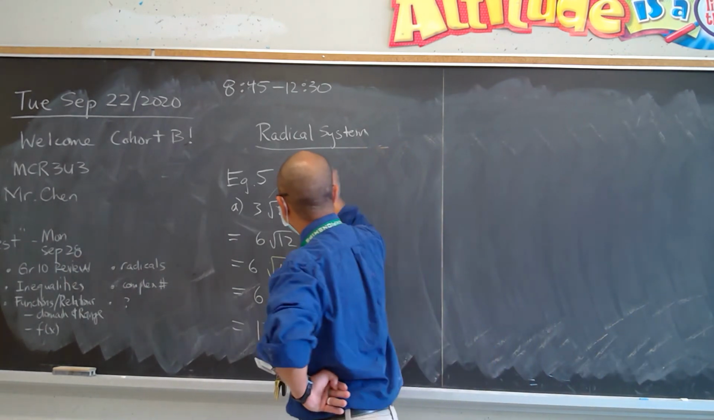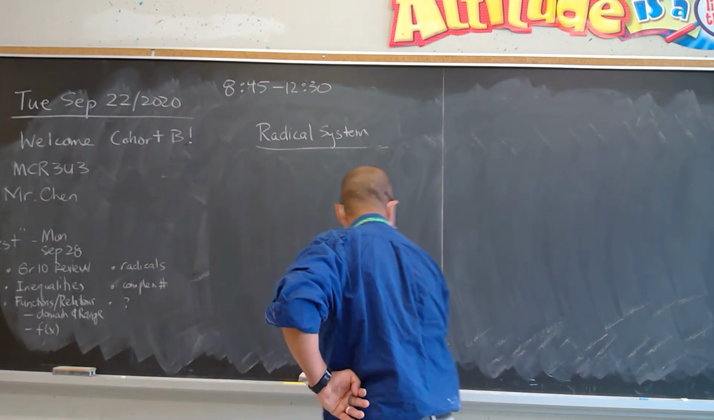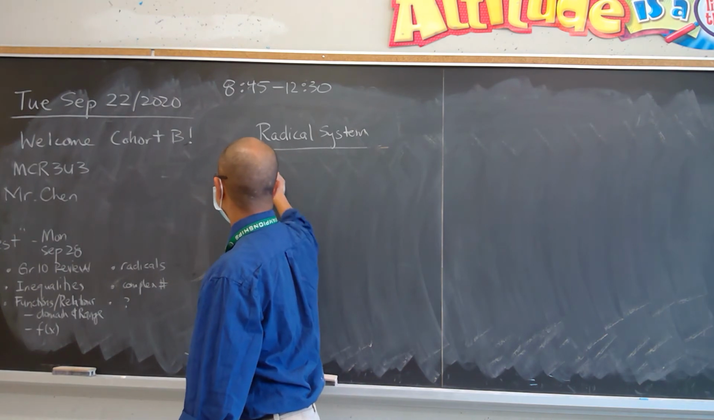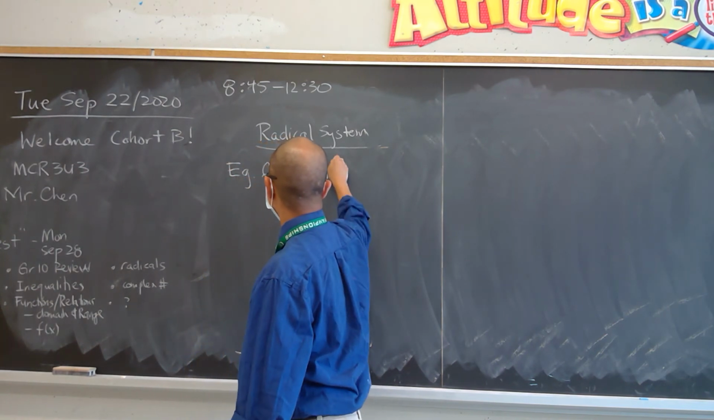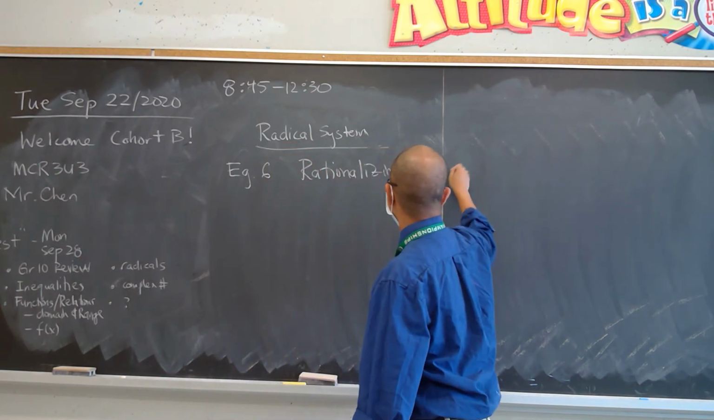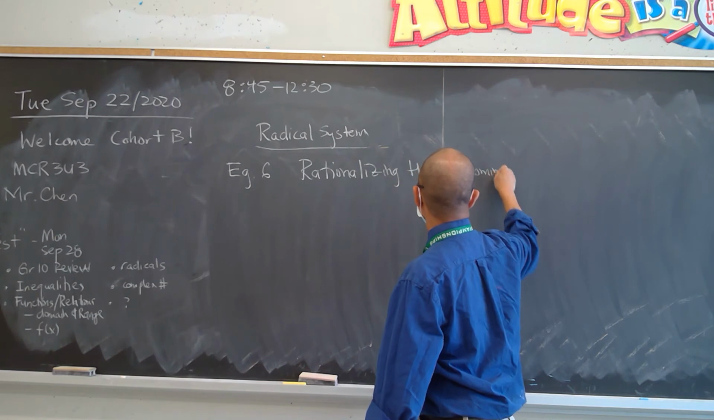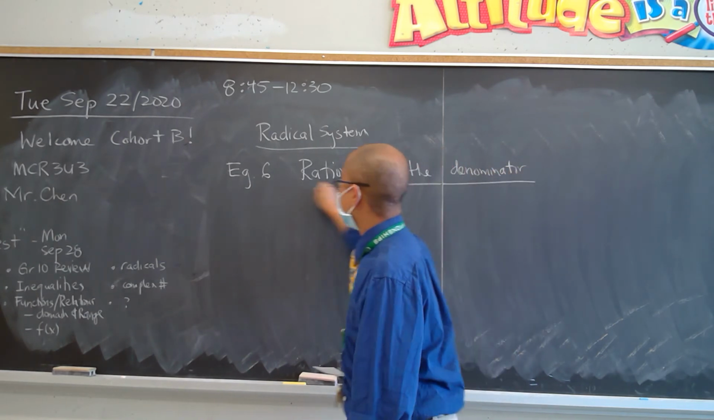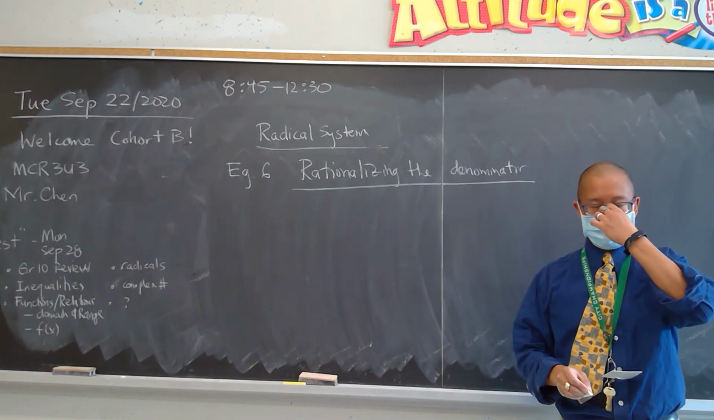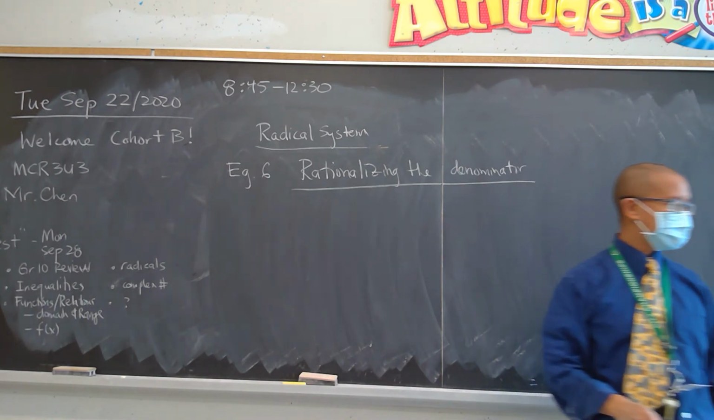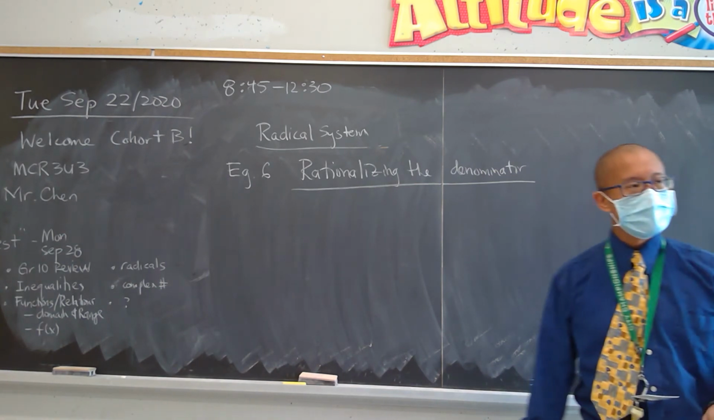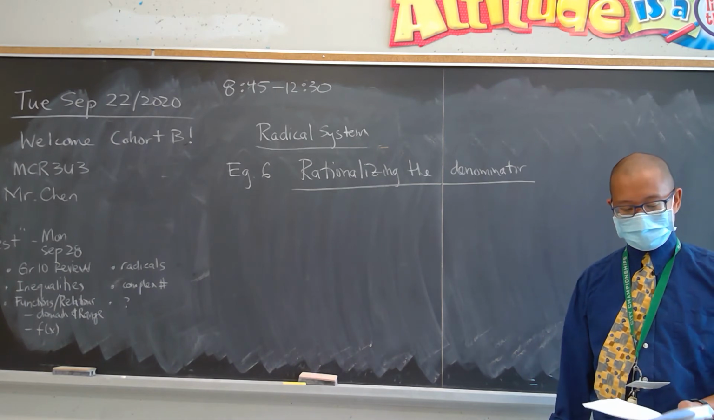Example 6. The whole reason why we're doing this. Example 6 talks about what's called rationalizing the denominator. In mathematics, mathematicians actually don't like seeing radicals in the denominator. They don't like that. And so what they're trying to do is basically get rid of it.